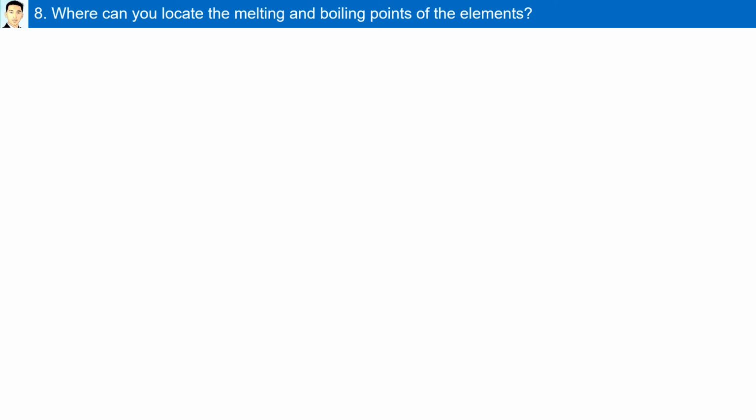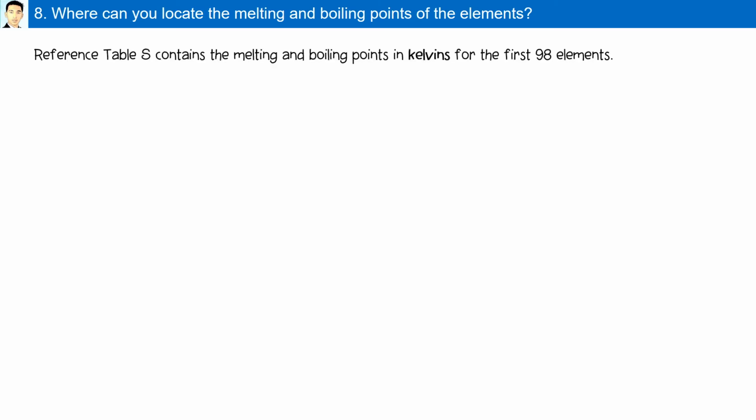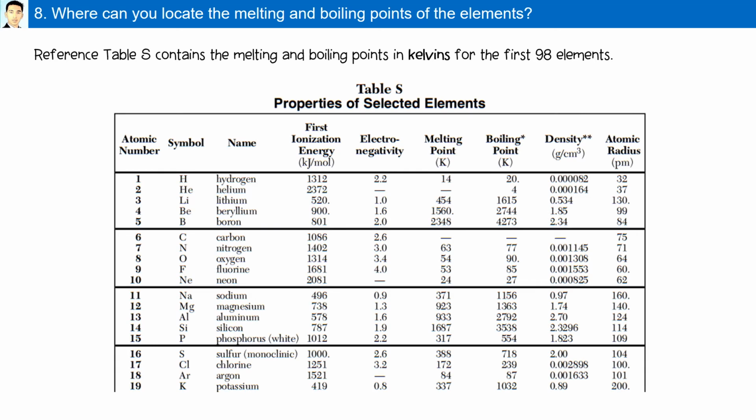Where can you locate the melting and boiling points of the elements? Reference table S contains the melting and boiling points in kelvins for the first 98 elements. Here is a sample from reference table S showing the melting point and the boiling point in kelvins.